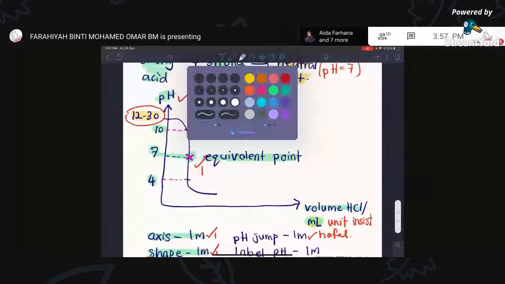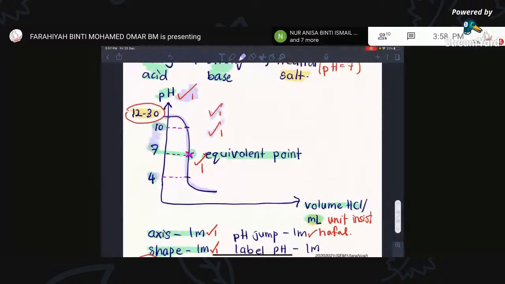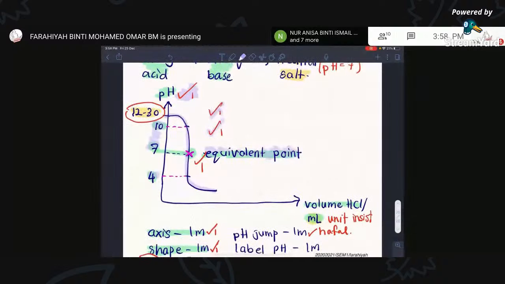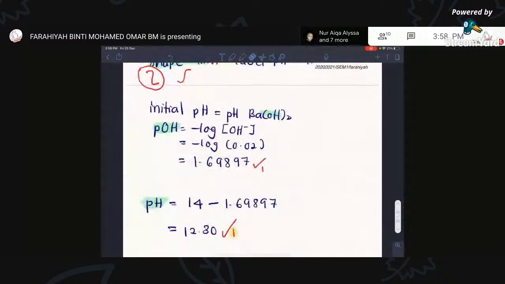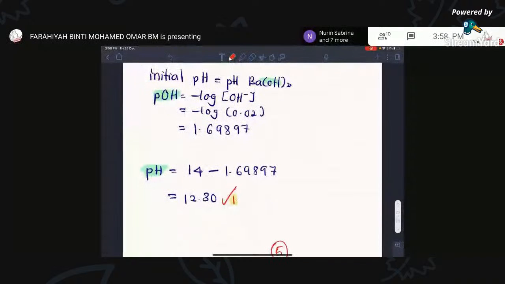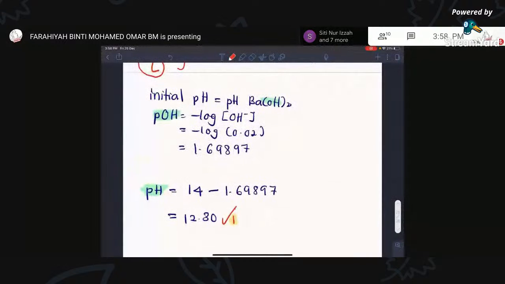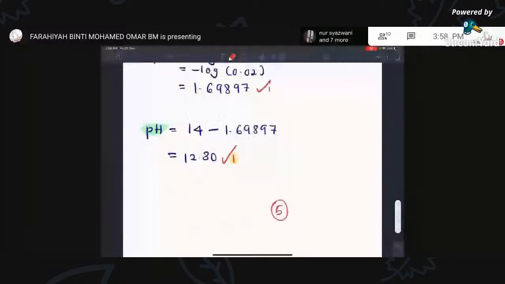Okay, you punya shape correct will be the second mark. And then pH jump correct will be the third mark. And then equivalent point correct label will be the fourth mark. Oh, okay, yang ni tak ada markah, sorry. So di sini you punya pH you kira dapat the next mark 5. So should be di sini pun sebenarnya boleh dapat markah ni, but then dia punya maximum will be 5 marks.